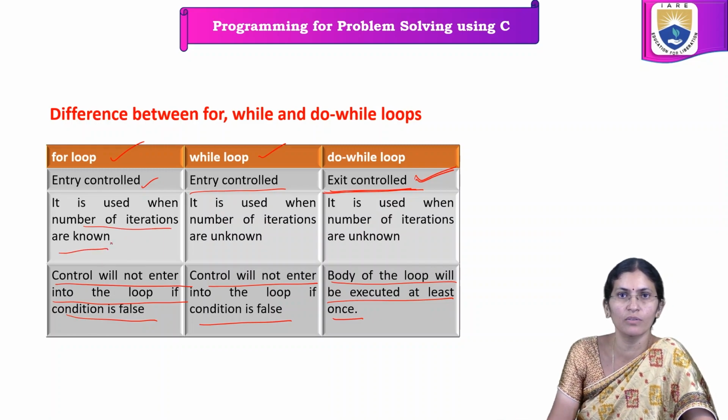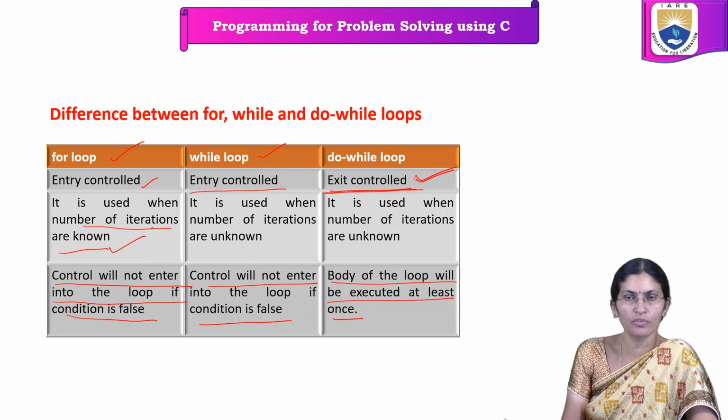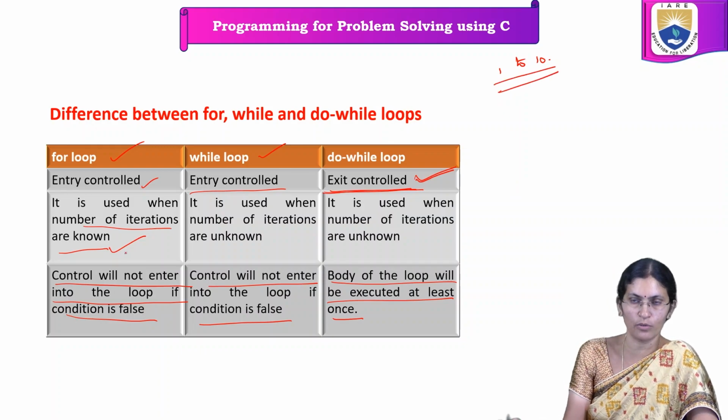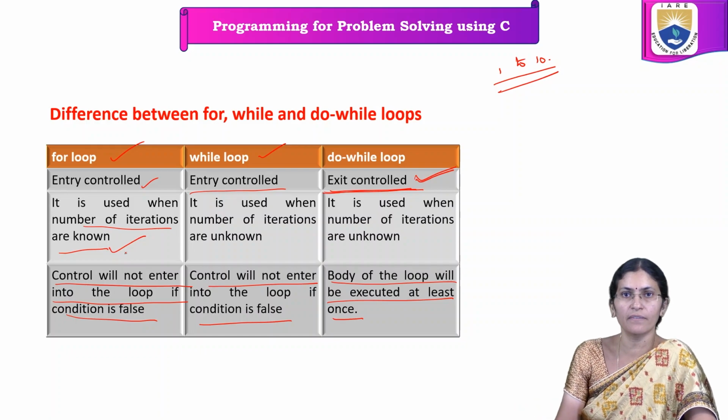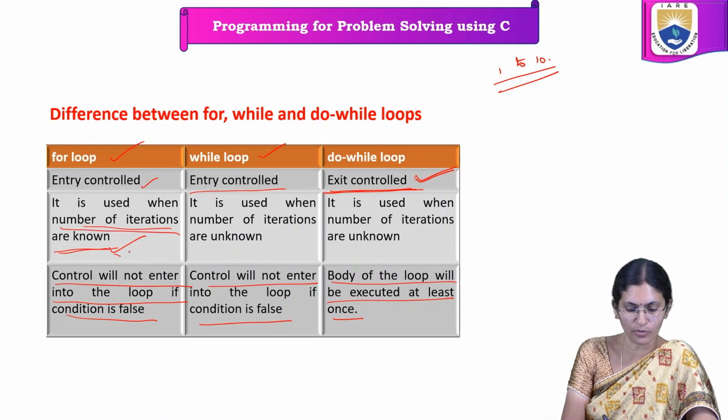Mainly we use the for loop when the number of iterations is known. When we exactly know how many times the loop is going to repeat, we can use the for loop. For example, to print the numbers from 1 to 10, we know that this loop has to repeat 10 times. So when we know in advance the number of iterations, we can use the for loop.